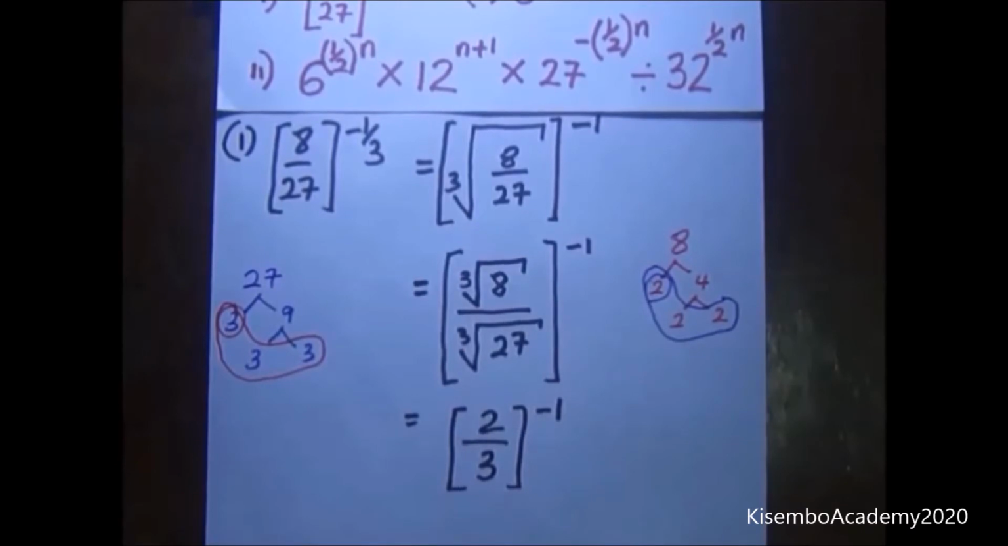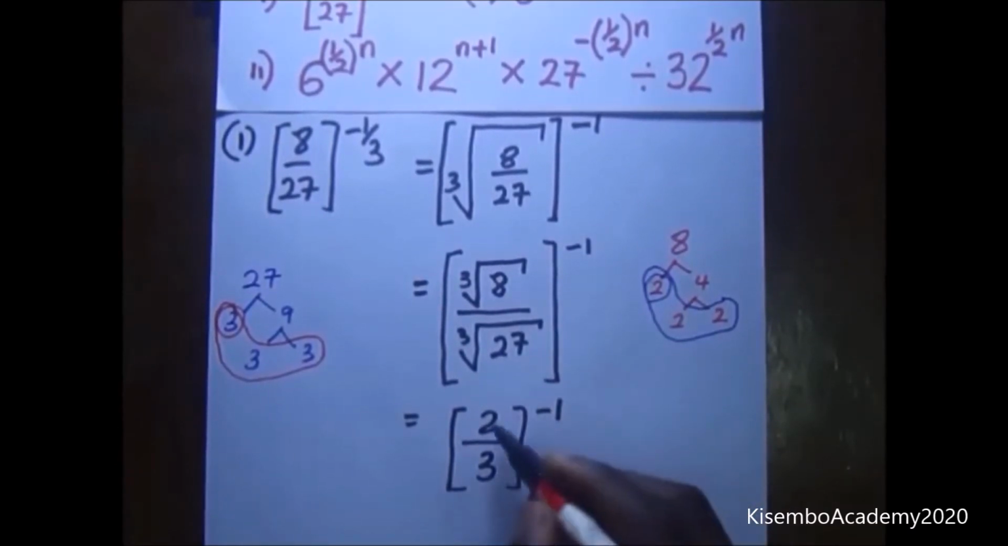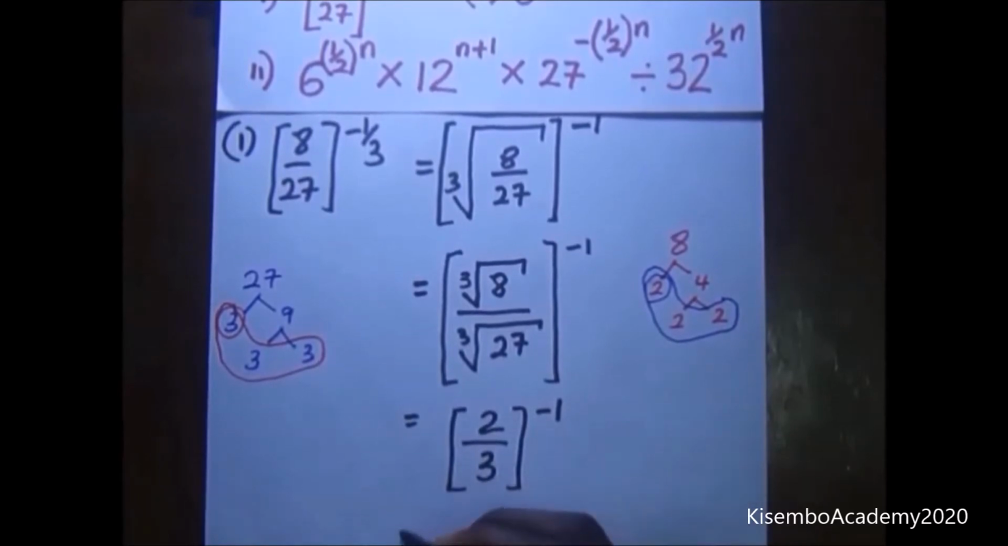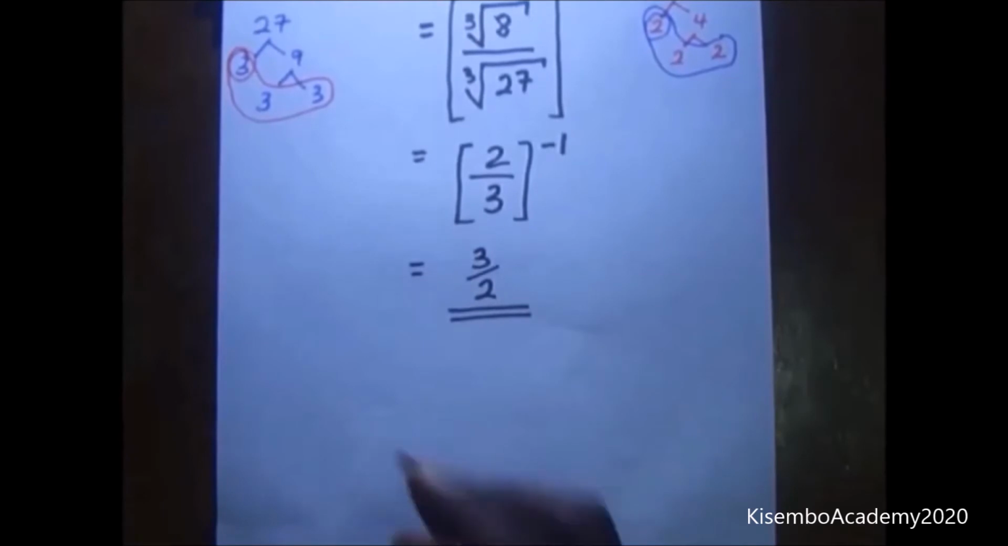But remember we said that any number to a negative index will give you the reciprocal of this. So removing that negative, it is simply going to be 3 over 2 to the power 1. And that is the answer to Roman 1. Let's go and do Roman 2.